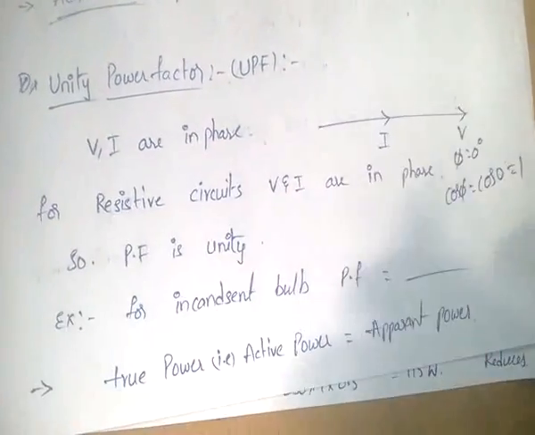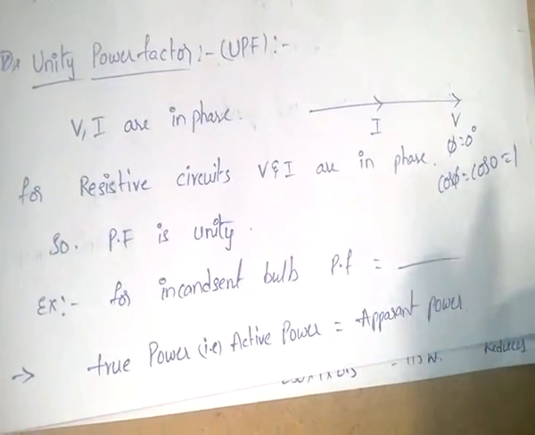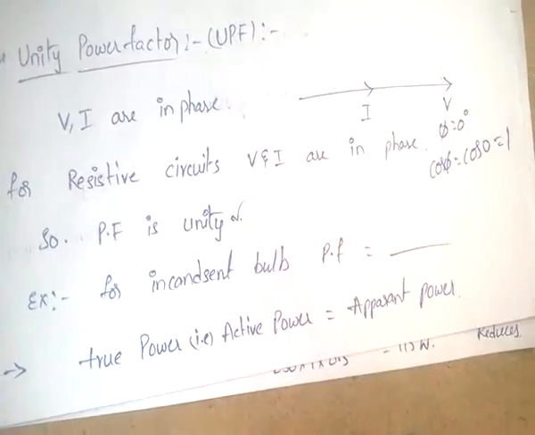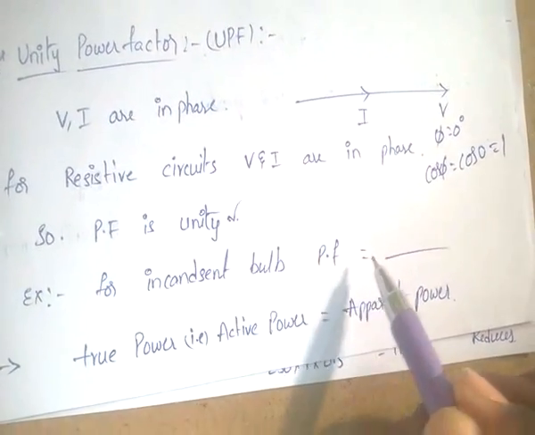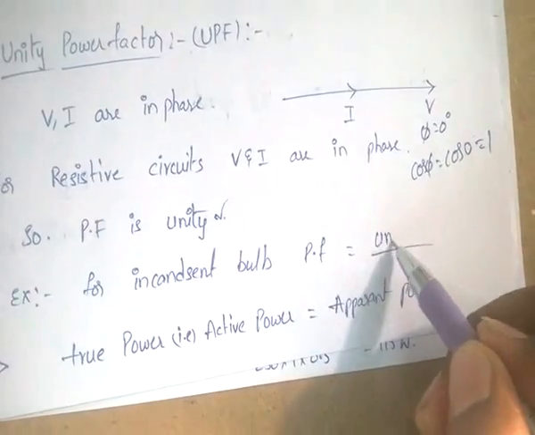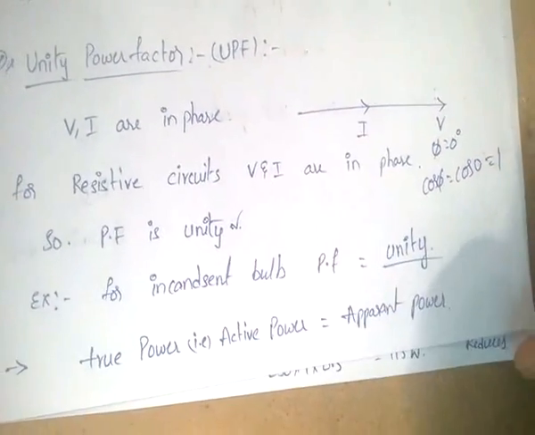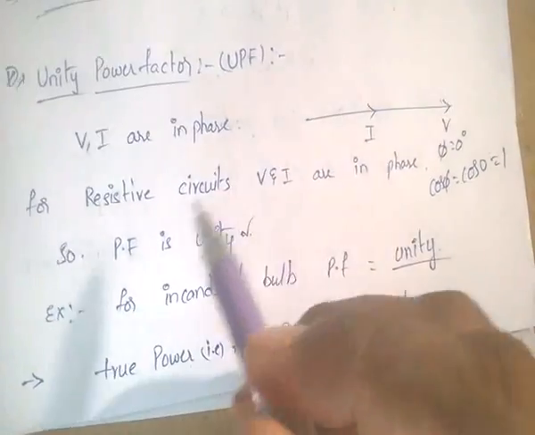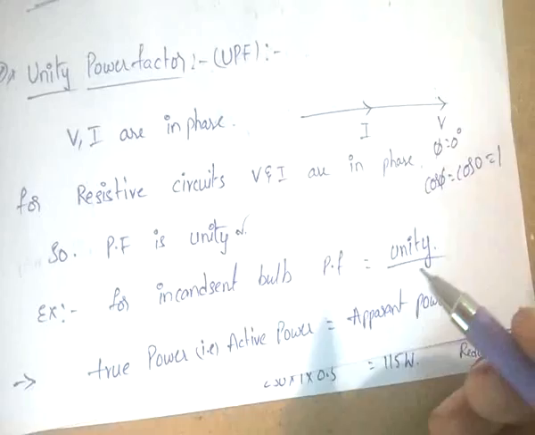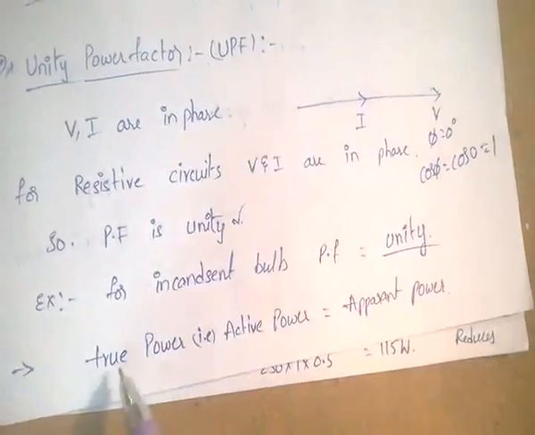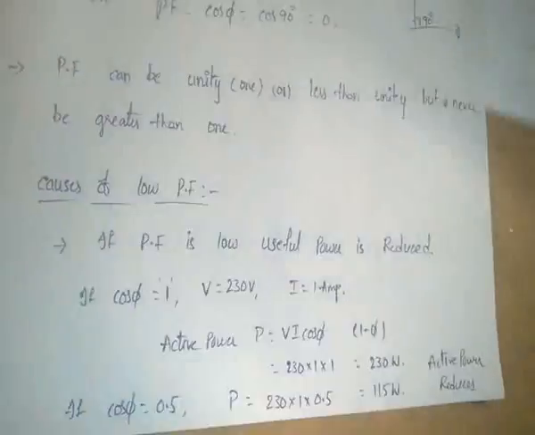For resistive circuits, V and I are in phase. So for resistive circuits, the power factor is unity. For example, for an incandescent bulb, the power factor is unity, because the incandescent bulb is a resistive circuit. And we know that power factor equals true power by apparent power. But power factor equal to 1 means true power equal to apparent power.